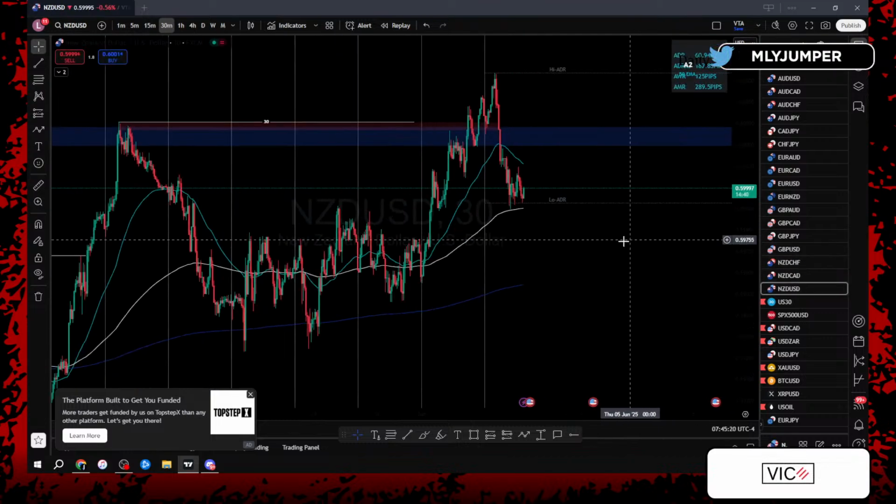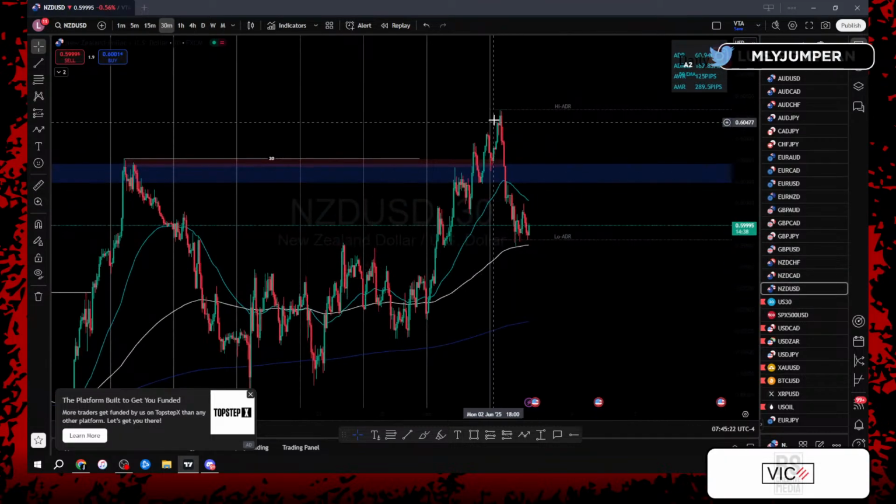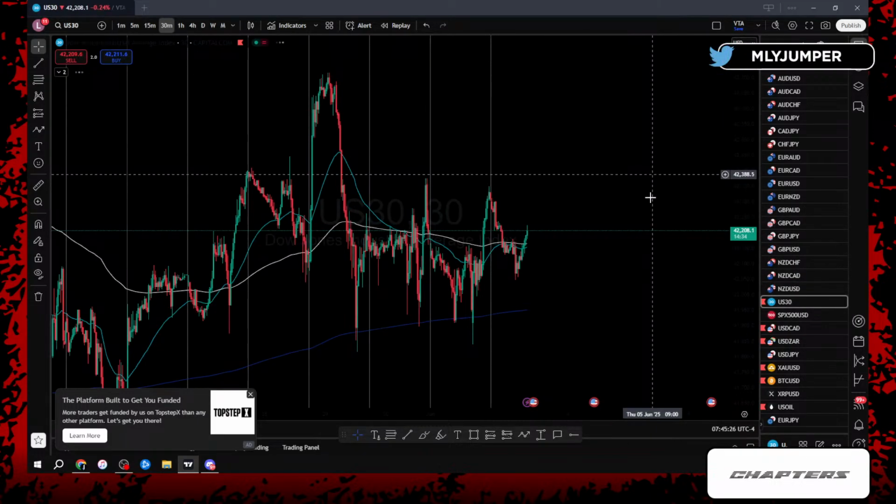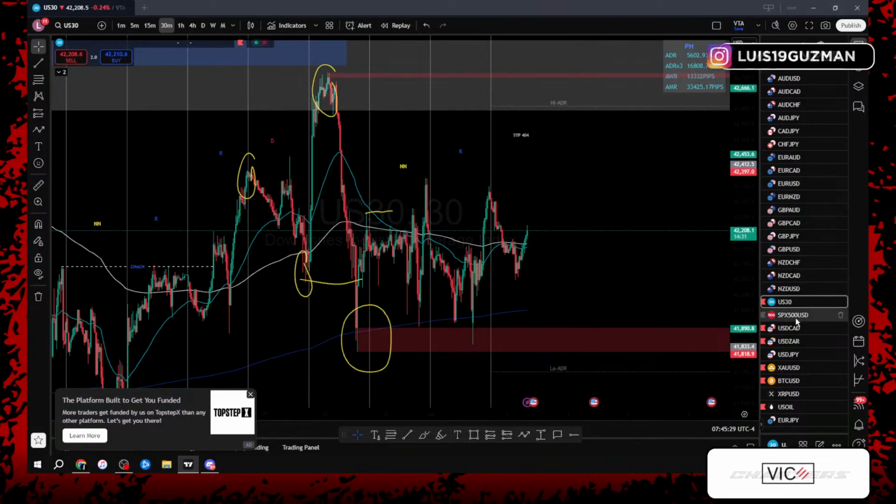Right, so GU is already done. NZD USD is already done as well. You can see that ADR has been hit already. It did the full ADR move. US 30, we'll get to US 30 last.